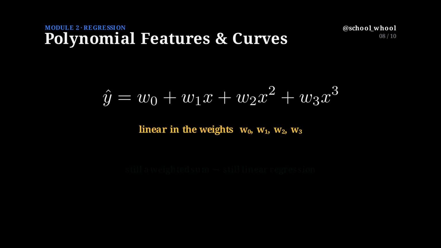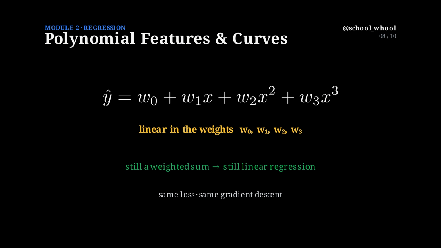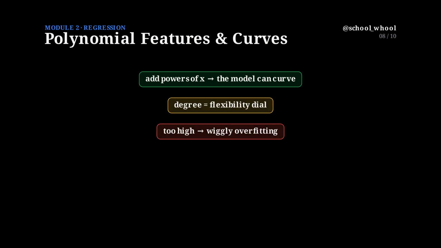This is still linear regression. The model is just a weighted sum of its features, it simply has curvy features now. Same equation, same loss, same gradient descent. So, to fit curves, add powers of your features, and choose the degree with care, because too high overfits.